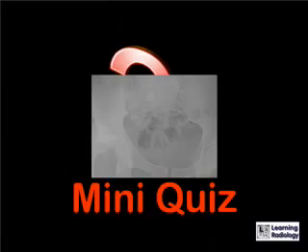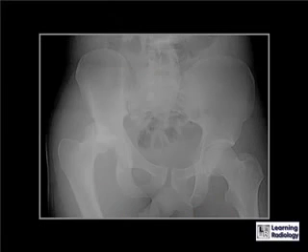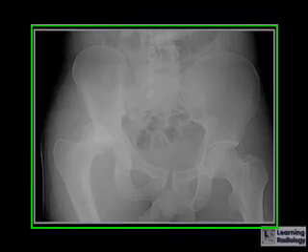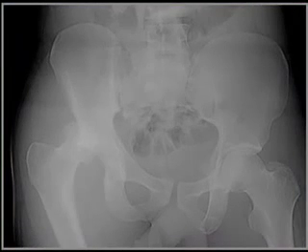Here is your mini quiz. This is a 27-year-old who was involved in a motor vehicle collision, brought to the emergency department with pain in the hip. Pause your computer or MP3 player to study this radiograph.